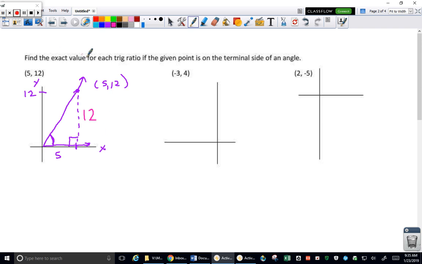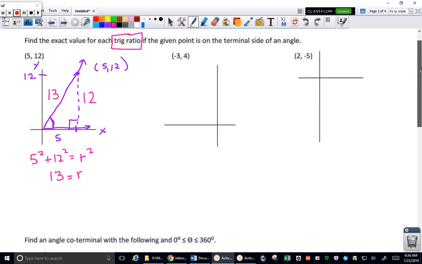So in order to write down the trig ratios, we need to calculate the hypotenuse, okay, which might be the radius of a circle here. So if I'm going to use Pythagoras to do that, 5 squared plus 12 squared equals radius squared, and with a little bit of adding and square rooting, I get a radius of 13. 5, 12, 13 right triangle.